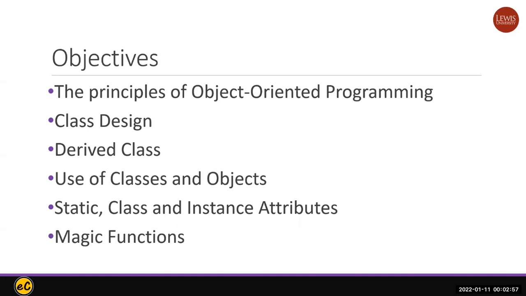So we'll talk about classes, derived classes, and use of classes and objects, and also static class instance attributes. Okay, these are for Python only, and also magic functions. So one thing I have to say is that the best language to teach object-oriented programming is not Python. It is Java. Java describes the object-oriented programming way better than Python.